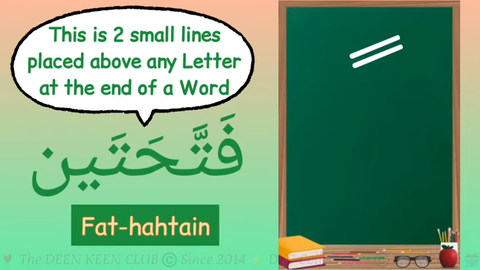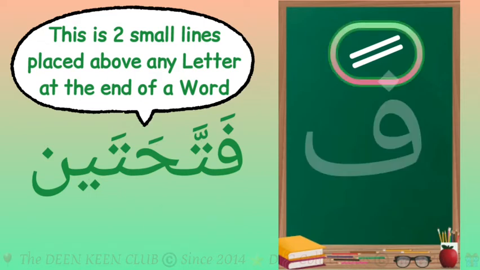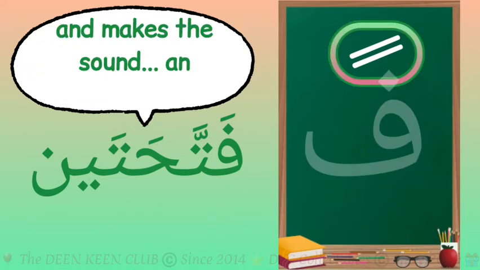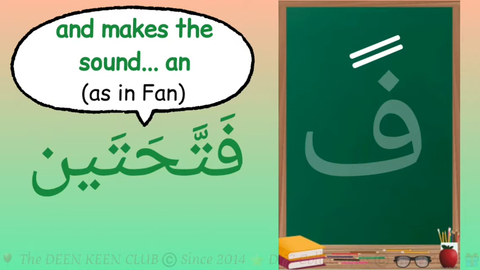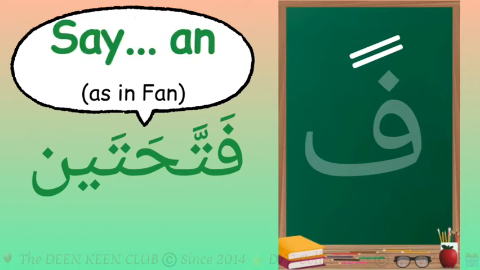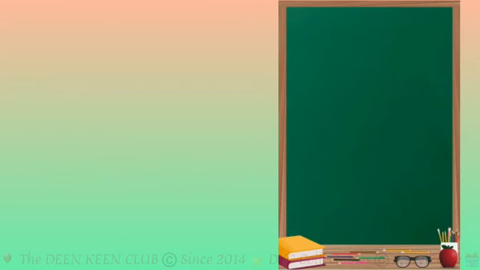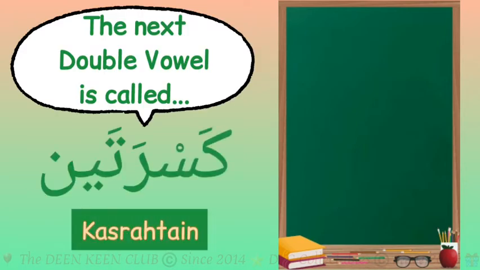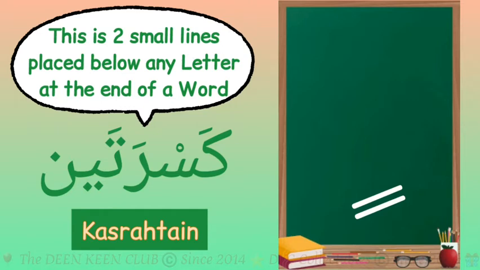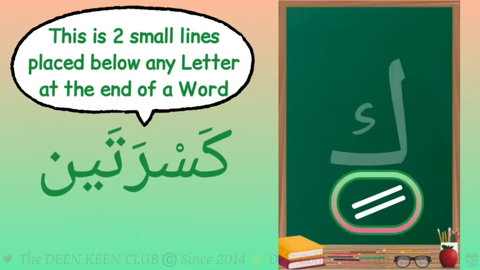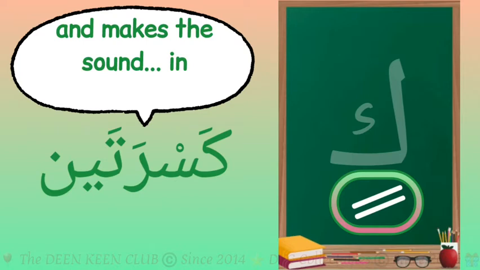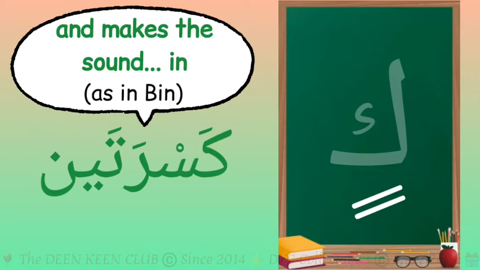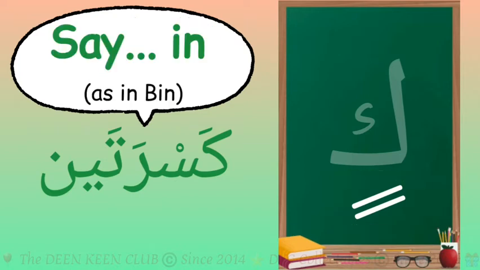This is two small lines placed above any letter at the end of a word and makes the sound an, as in fan. Say an. The next double vowel is called KASRAHTAIN. This is two small lines placed below any letter at the end of a word and makes the sound in, as in bin. Say in.